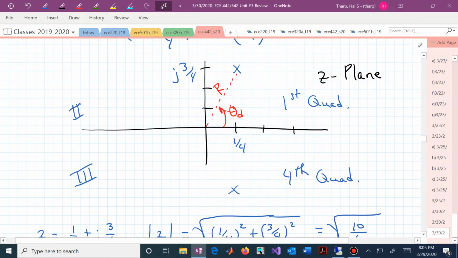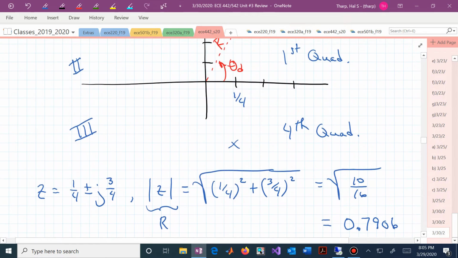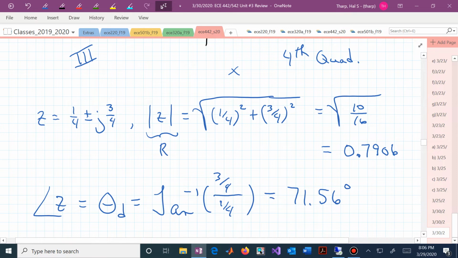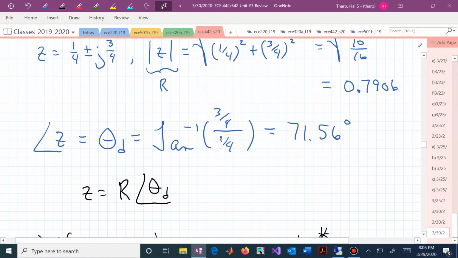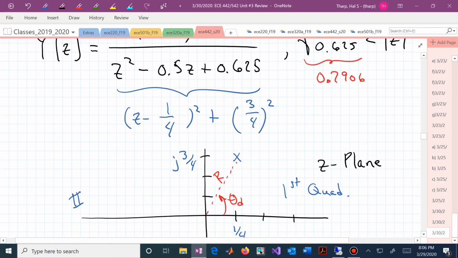3/4 is bigger than 1/4, so you know your angle is bigger than 45 degrees. And R needs to be bigger than 0.75 because that's one of the sides of that right triangle, and you know that your hypotenuse is larger than either of those two sides. So now with the rectangular form, 1/4 plus and minus j 3/4, you could find it in rectangular form or polar form, and you might want to get comfortable going back and forth, because you can actually use the cover-up method if these aren't poles that are repeated and these two poles are distinct.